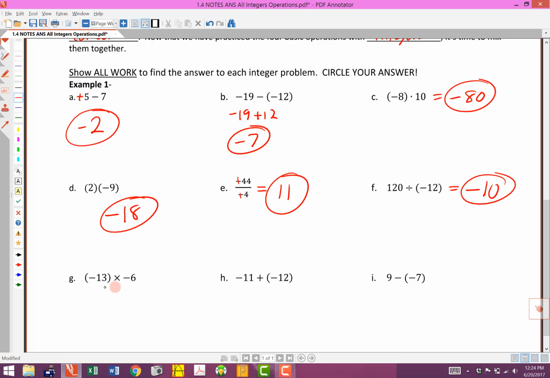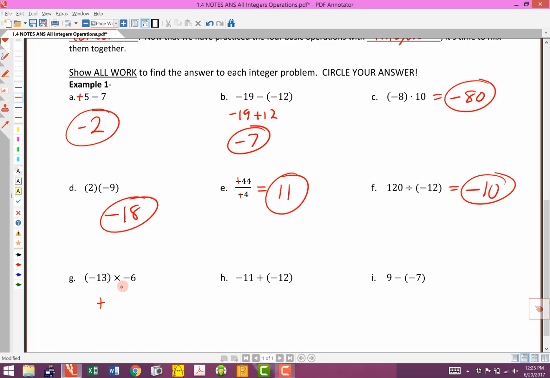If we take a look at this problem right here, we've got that big X for multiplication. Again, we don't see that very often, but we certainly could occasionally. So we've got a multiplication problem, and negative times a negative is a positive. Now, if you want to put the sign down there to remind you of what that is, that would be totally okay, not a bad idea.